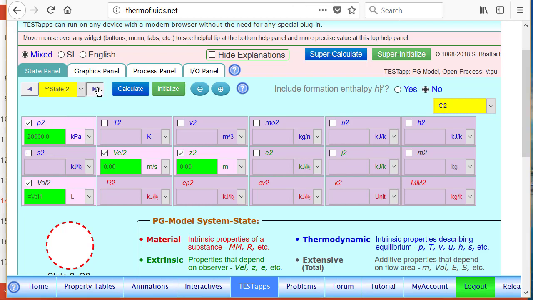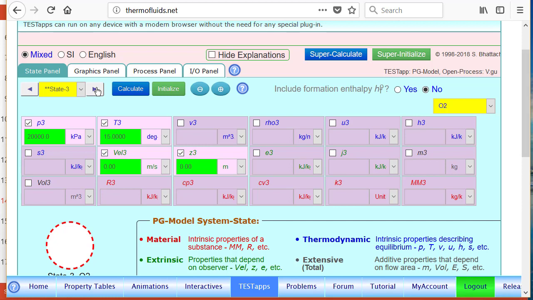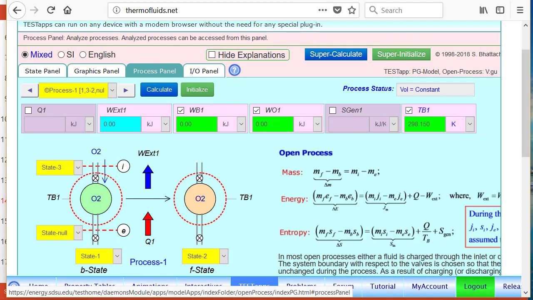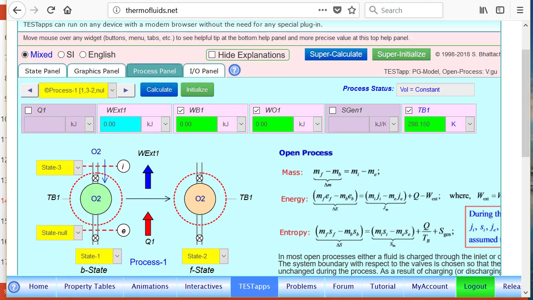Let's go to state 3, the inlet state. Again, sufficient information is given to us, pressure and temperature. Of course, we don't know M2, so therefore we don't know what M3 is. So with this information, if we set up the process, the beginning state is state 1. This is my beginning state, this is my final state selected, and there's an inlet state. Once we select state 3, oxygen appears. So everything is looking fine here.